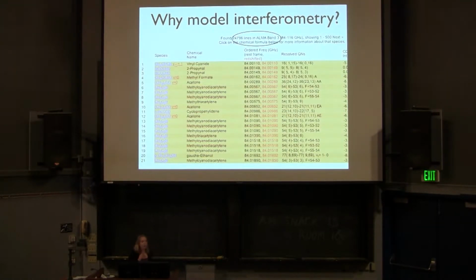Okay, so why else? Well, ALMA, aside from being very high resolution, has a very wide frequency range. So within these bands, there are a huge amount of different chemical species that you might be able to probe or model. So here is an online program that tells you about the different species in different bands. So here's band 3, which goes from 84 to 116 gigahertz. And you can see we have found 24,796 lines all in that band.